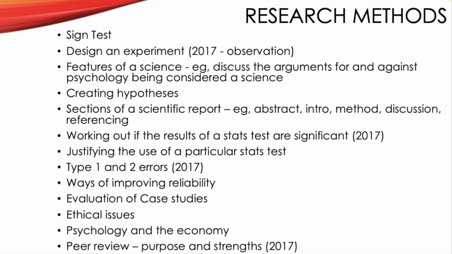So what kind of things do I think could perhaps come up in research methods in the 2019 paper? So you've got your sign test. Out of all the statistical tests, this is the only one you're required to be able to do. So I do think this is quite a good one that they could ask because it does really test your maths skills. And of course, the maths skills make up 10% of the A level. And I think this is a nice easy one to have also.